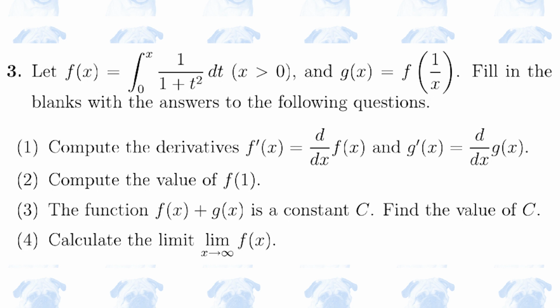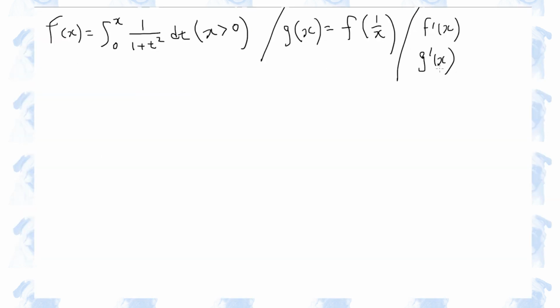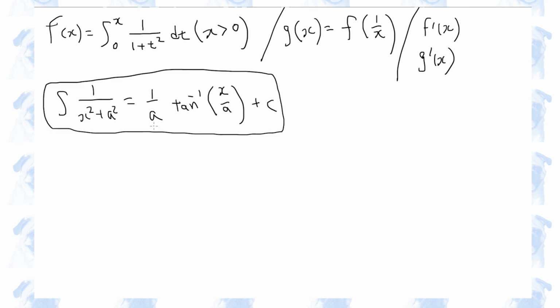Section 3, number 1. In this question, we are given two functions, f of x and g of x, and we need to find the derivatives f dash of x and g dash of x. You need to know the following formula. So let's apply this formula to the right-hand side of this equation.